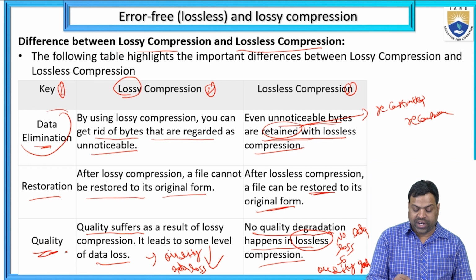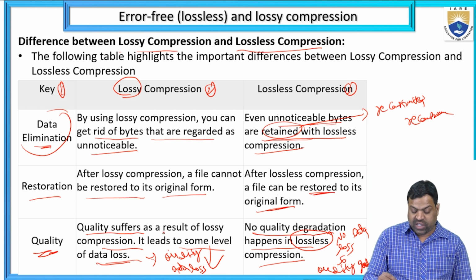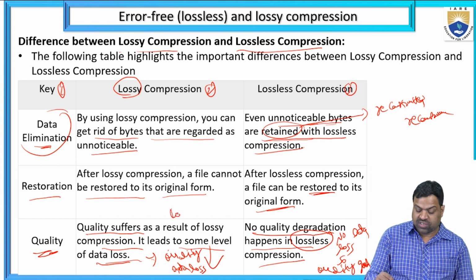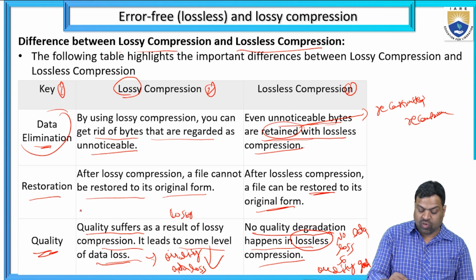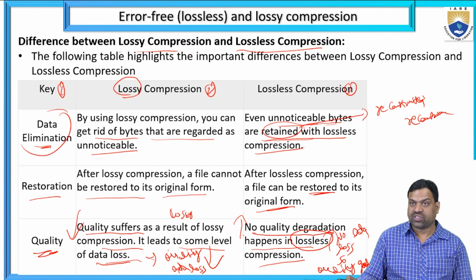When I go for the quality, quality suffers as a result of lossy compression. It leads to some level of data loss. But here, no quality degradation. Here, the loss is there, so maybe the quality will be decreased. Here, no quality will be lost. Why? Because it is lossless.